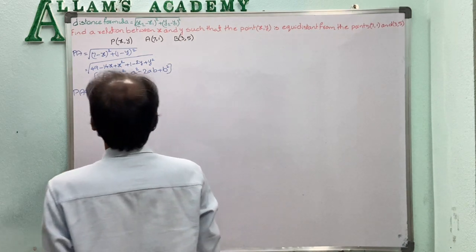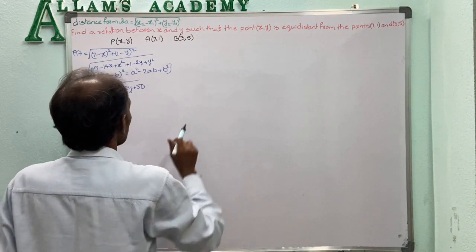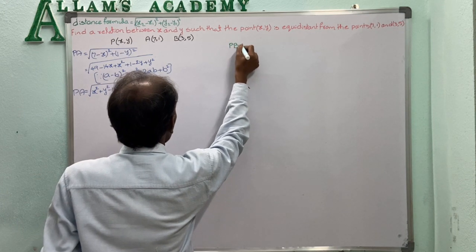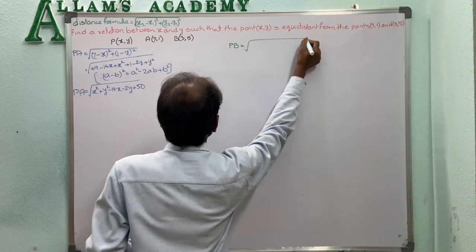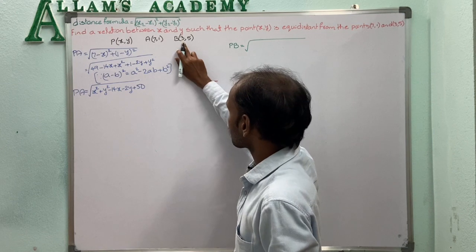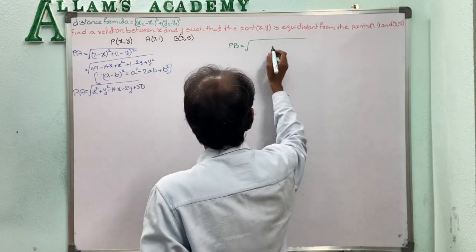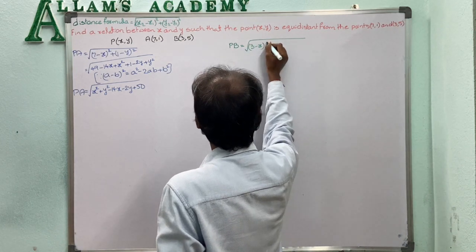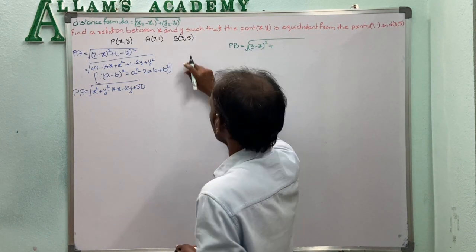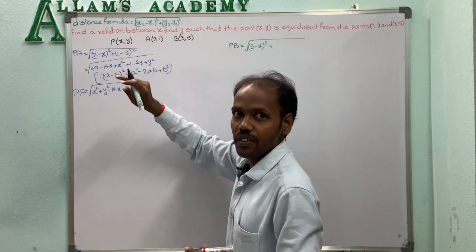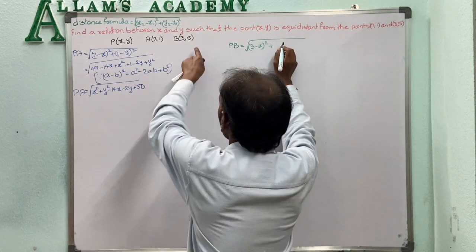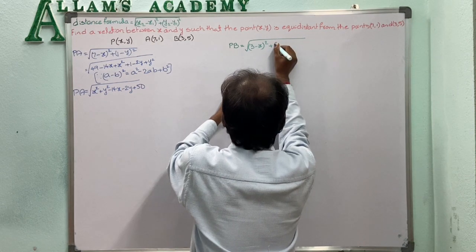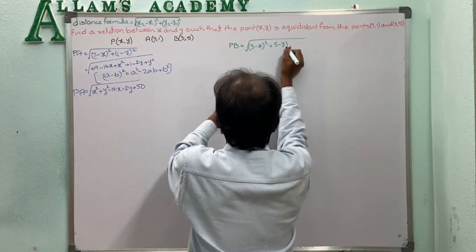Here the P point will be taken as x1, y1 and the B point as x2, y2. That is under root x2 minus x1 whole square, that is 3 minus x whole square, plus y2 minus y1 whole square. y1 is y and y2 is 5. So 5 minus y whole square.